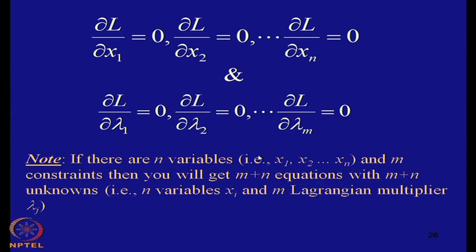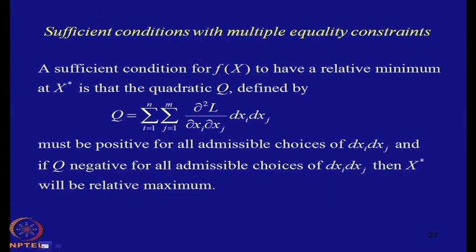One thing to be noted here is that since the problem has n decision variables and m constraints, the necessary condition gives us m plus n equations, and we need to find m plus n unknowns. Thus, we need to find the possible optimal value from these m plus n equations.